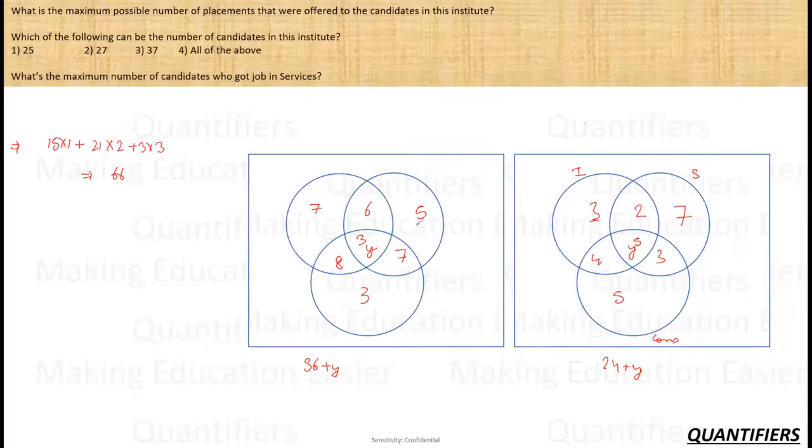Okay, then which of the following can be the number of candidates in the institute? The institute is 36 plus y, or 24 plus y, so 37 is possible, 27 is possible, 25 is also possible. The answer is all of the above. Y can be anything from 1 to 5, 0 to 5 in fact.